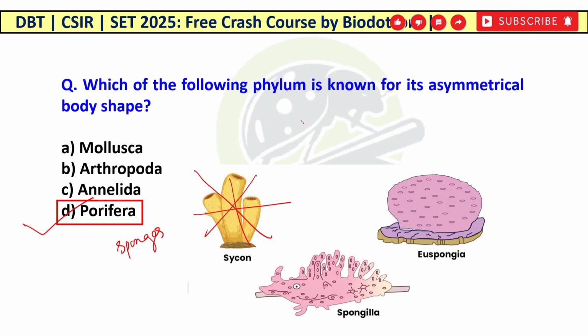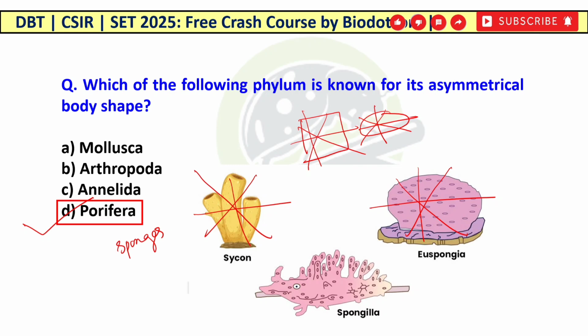If it is symmetrical in nature, like if it is like this, you will be able to cut it down in equal halves. But as the structure is, you cannot cut it in equal halves through any plane. So Porifera are regarded as the asymmetrical body organism.